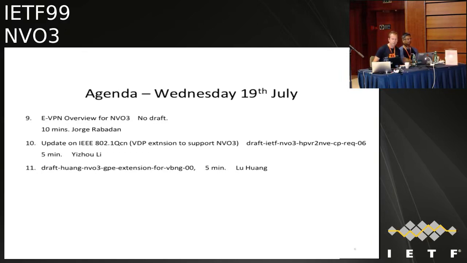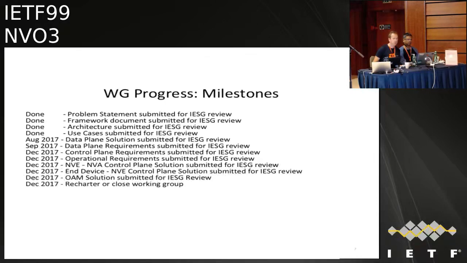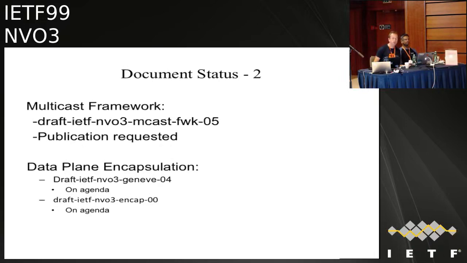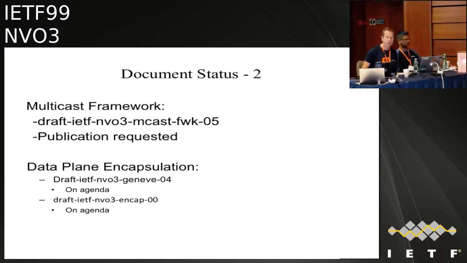Okay, so milestones. We haven't updated these for a bit. The chairs will go in and discuss these. I think probably we ought to update them again. It's about time. Document status. So we have one new RFC, 8151, which is the use cases for DC VPNs. Nothing in the RFC editor's queue at the moment. The multicast framework draft went through last call, and we did publication requests, so that's with Alia now. And the other two documents of note: we adopted the, actually there's a typo on a slide here. One of these drafts is the design team document for the data plane encapsulation. So that was adopted. And there's also a draft underneath that is adopted.